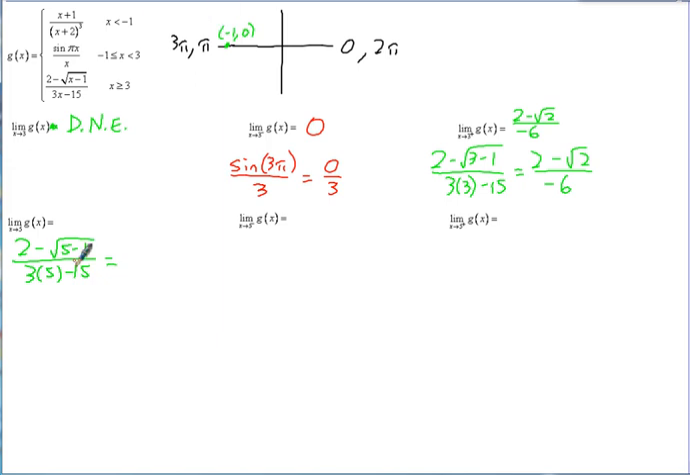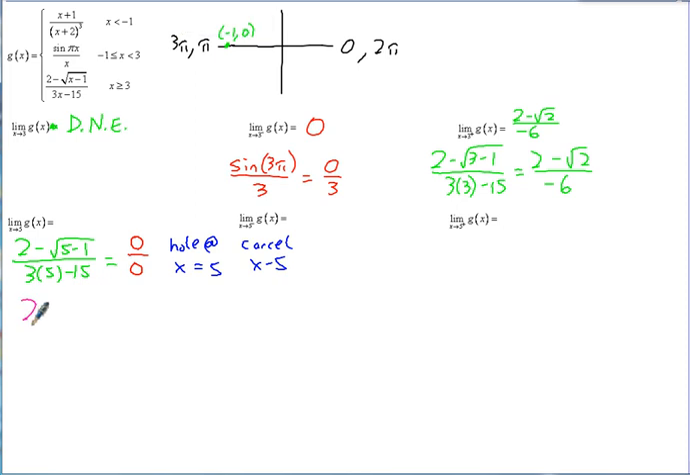So that'd give you 2 minus the square root of 4, which is 2. So that'd be 0 over 15 minus 15, which is 0. So in that case, you have a hole at x equals 5. That means you need to cancel x minus 5 in order to get rid of that hole and figure out what the limit is. So let's go ahead and do that.